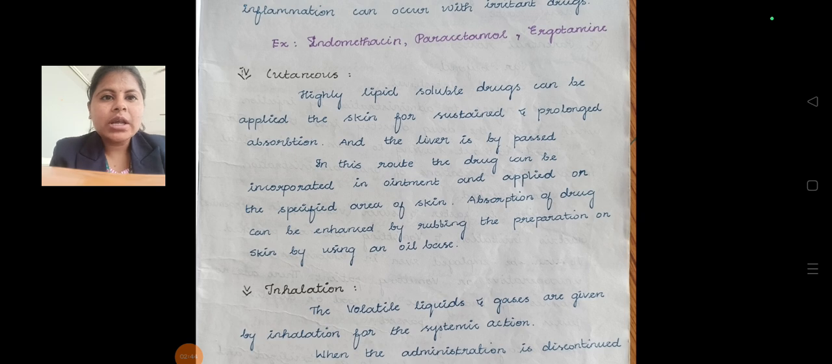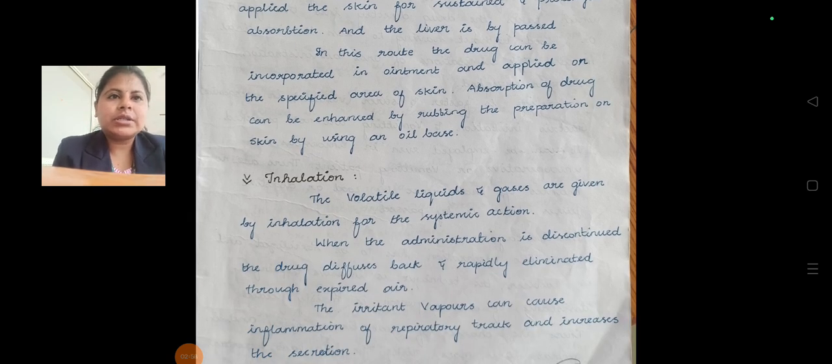The next one is inhalation. Certain volatile liquids or gases are given by this route for systemic action. When the administration is withdrawn, the drug gets diffused back and is rapidly eliminated through the expired air. Certain irritant vapors can also lead to inflammation in the respiratory tract, which increases the secretion.